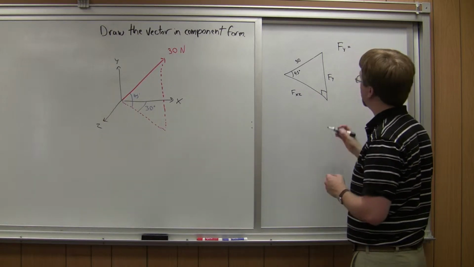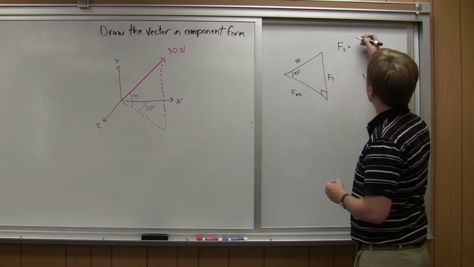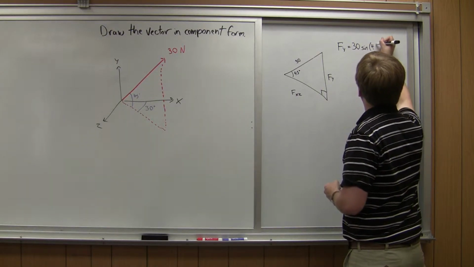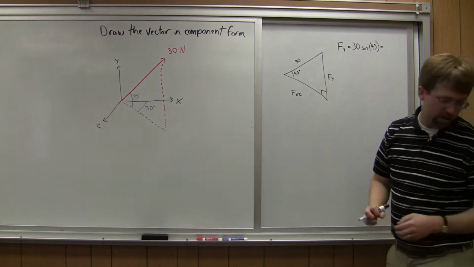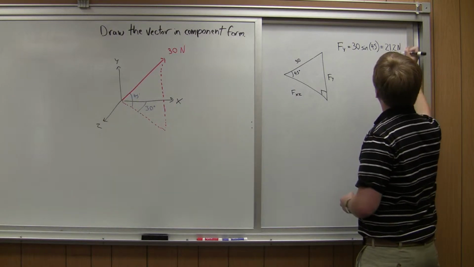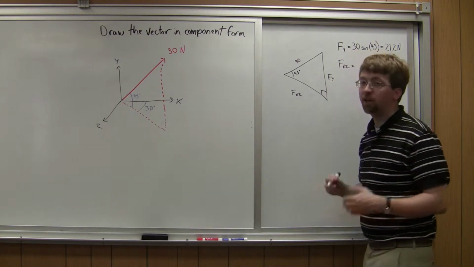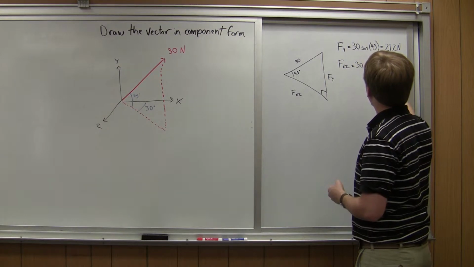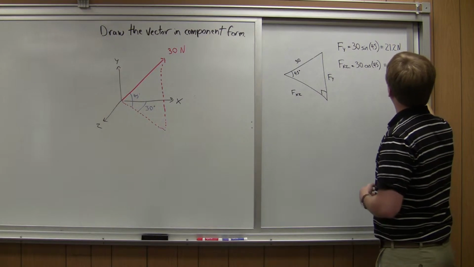So Fy is just going to be equal to, since it's the opposite side, 30 times the sine of 45, which ends up being equal to 21.2 newtons. And then my Fxz, which is an intermediate step, is going to be 30 times the cosine of 45, which is also 21.2 newtons.